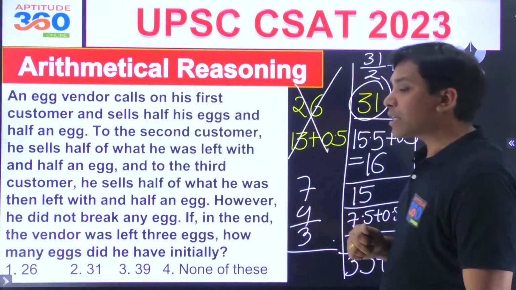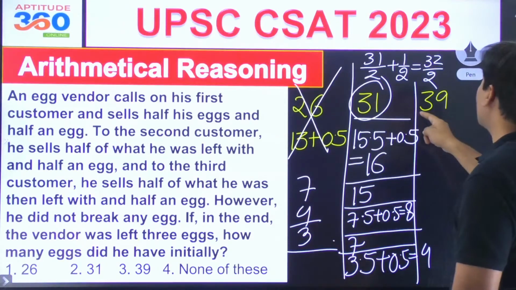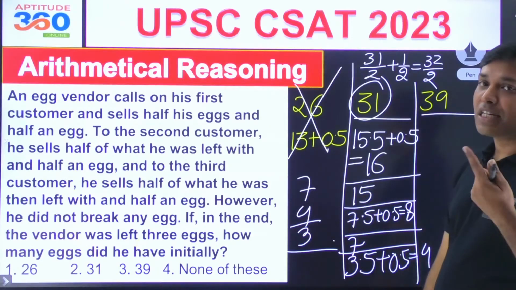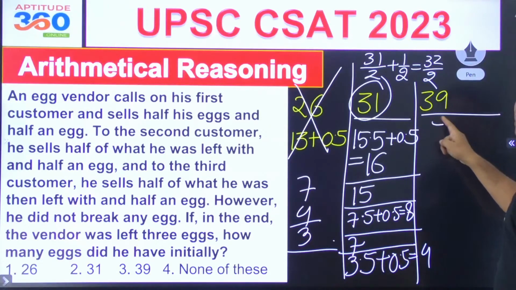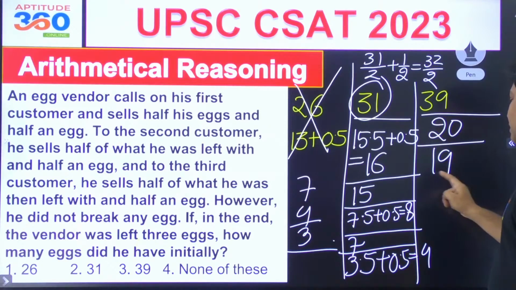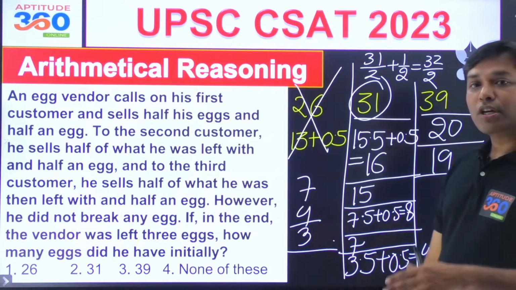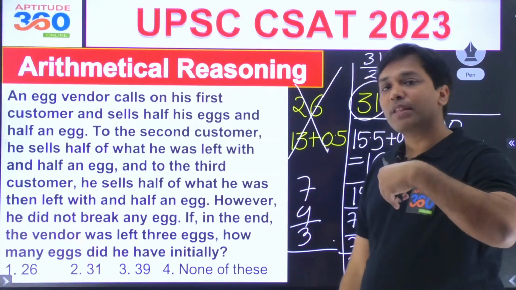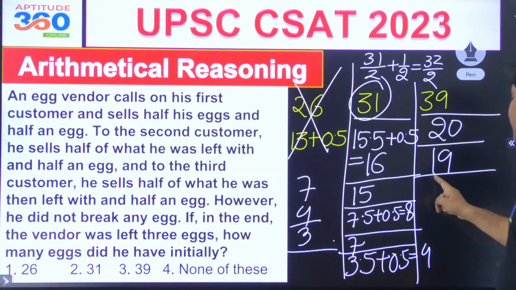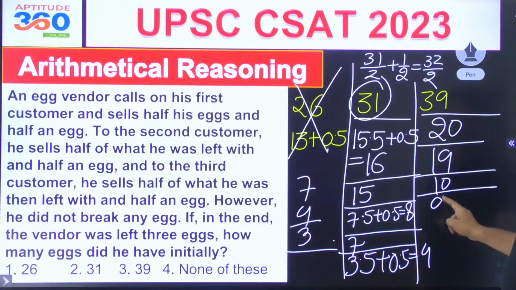It could also have been that 31 is not the answer. What if 31 is not the answer? So half of 39 is 19.5, 19.5 plus 0.5. He gave 20 to the first customer, and 19 are left. Do you understand this? The first customer takes 20, and he is left with 19. Half of 19 is 9.5 plus 0.5. He gives 10 to the second customer. Now he is left with 9.